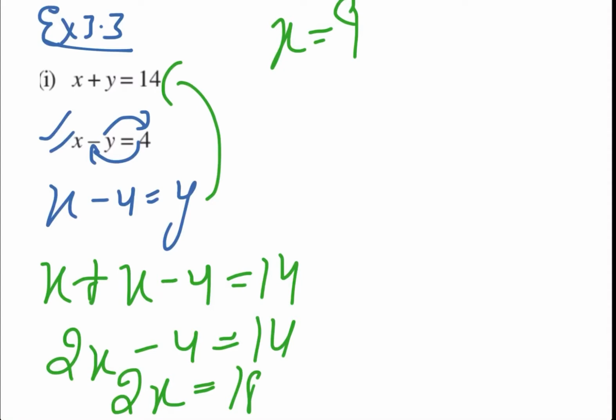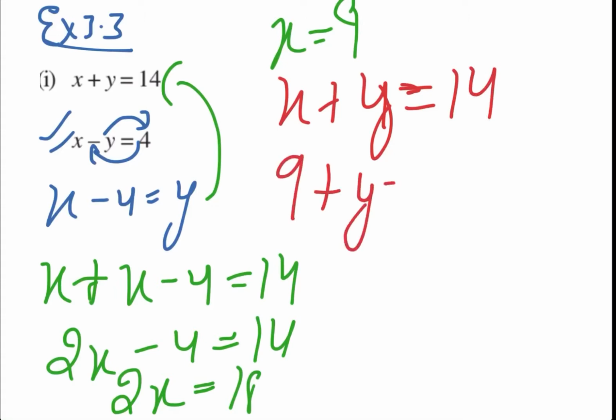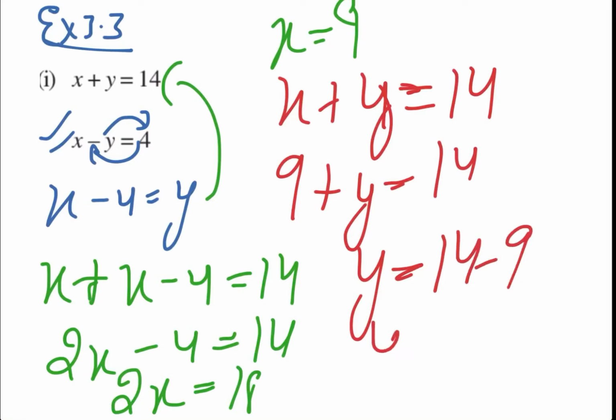So I can put this value of x equal to 9 in the other equation, or even in this equation, whichever one is convenient to me. Let me do it in the same equation. x plus y is equal to 14. Now the x value I know is 9. 9 plus y is equal to 14. So y is equal to 14 minus 9, which is 5. Simply I can get the value y is equal to 5.